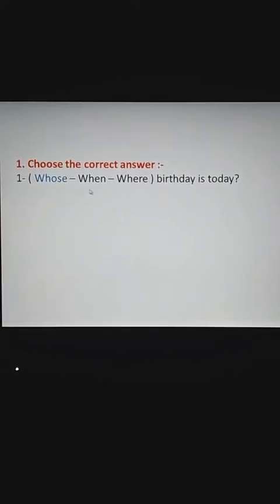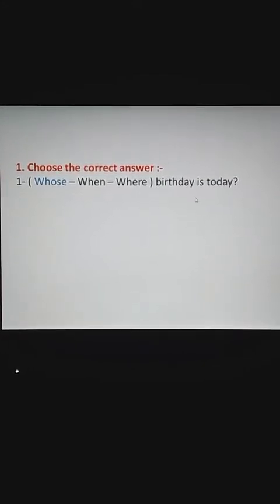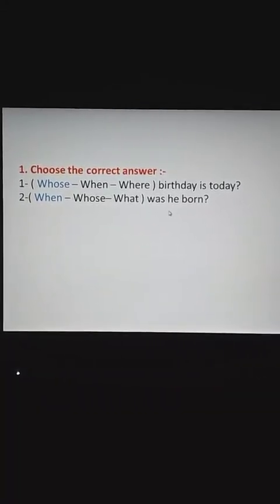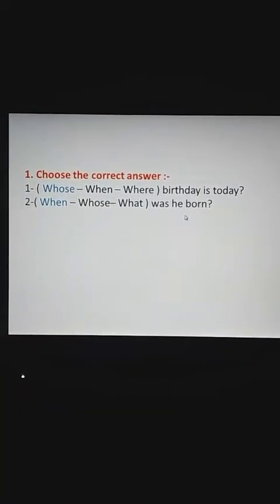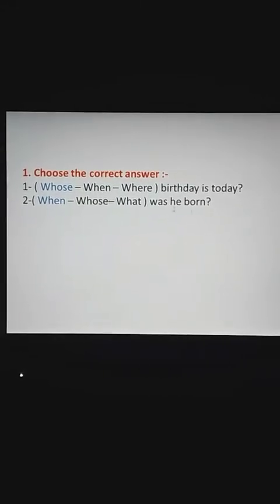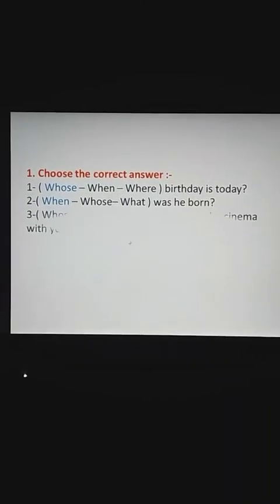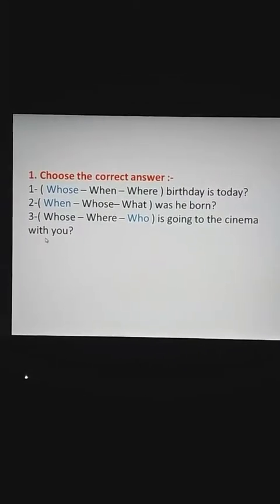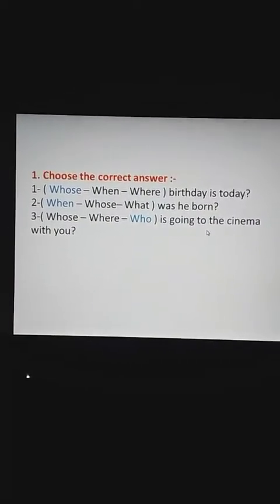And now, let us answer together. Choose the correct answer. Whose, when, where, birthday today? Yes, whose? Whose birthday today? Number 2. When, whose, what, was, is born? Was born. When? When was he born? 3. Whose, where, who is going to the cinema? With you. Who is going to the cinema with you? My friend.